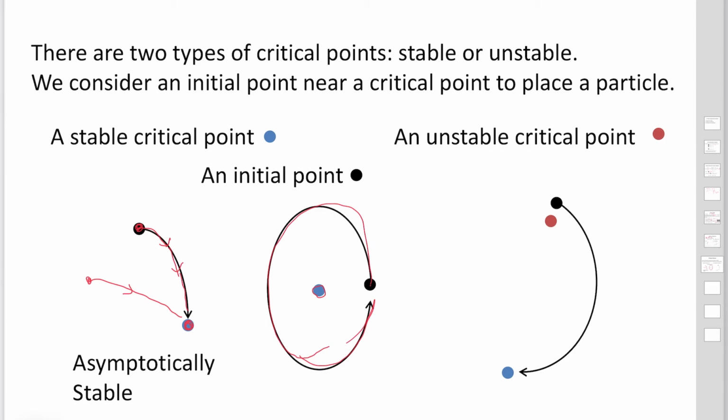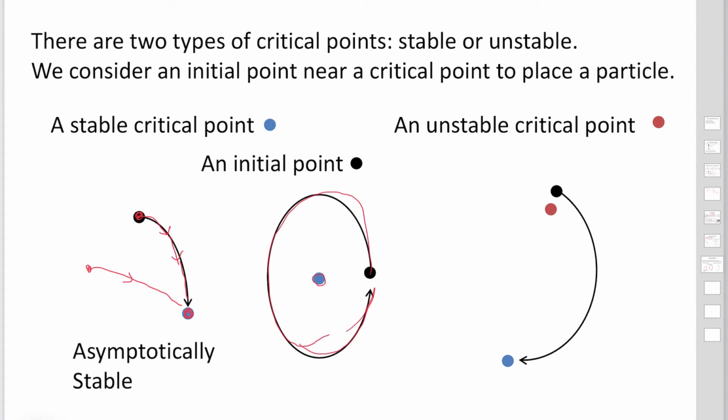Then the other case, the unstable critical point. I show two critical points, the red one and the blue one. Even if we place the particle near the red critical point, the particle does not approach the red critical point. Instead it moves away from the red critical point and approaches the blue critical point. So in these situations, even if you place the particle close to the critical point, the particle does not approach it. We call such a critical point an unstable critical point.